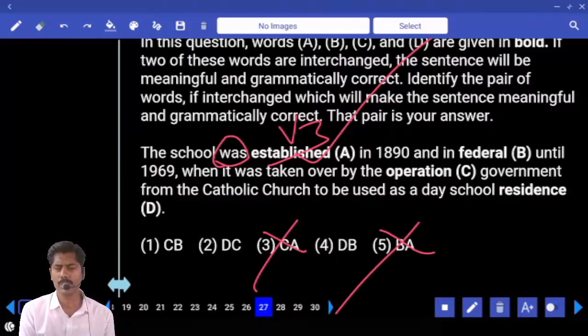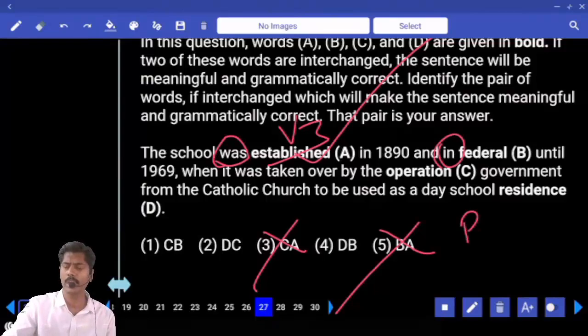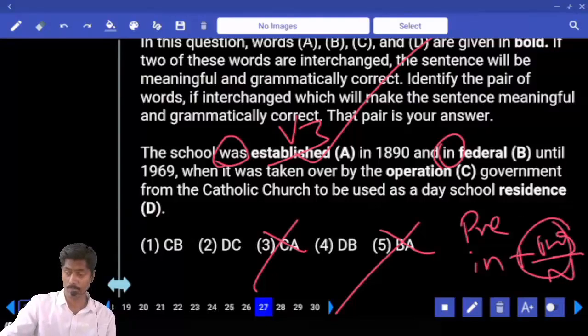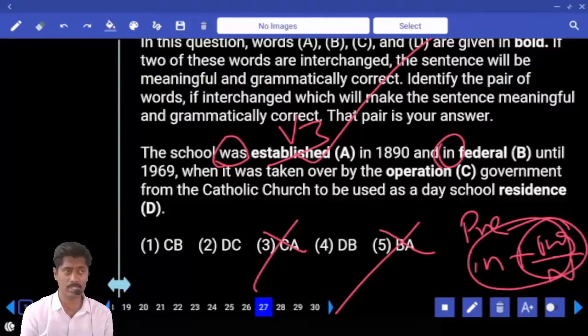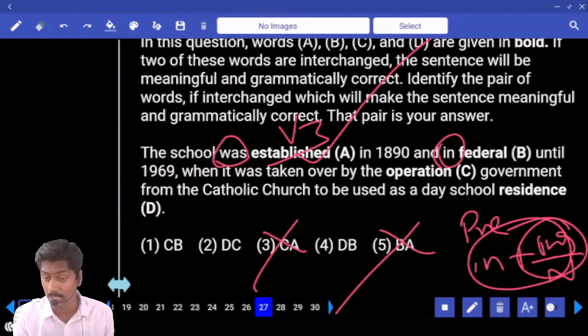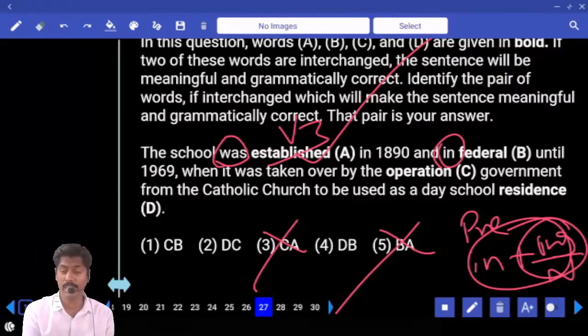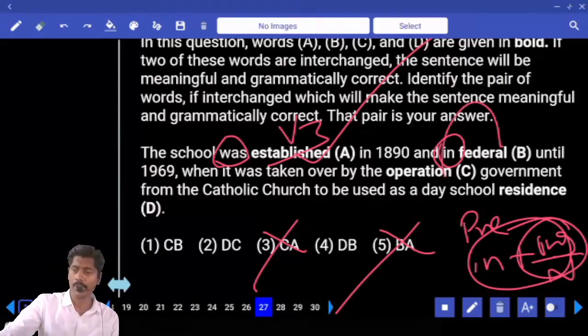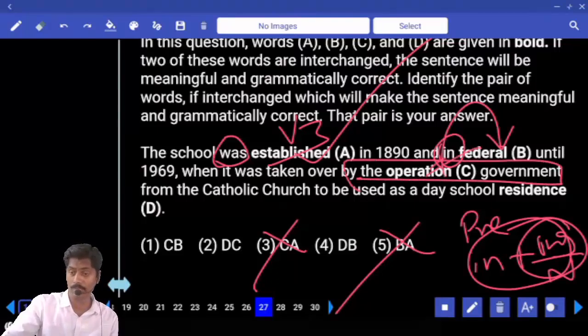School was established in 1890 and in federal. After the preposition "in," I need what? -ing or a noun? Federal is an adjective. A word ending with AL is an adjective, like social, economical, financial. That is wrong. I need to change B. School was established in 1890 and in operation, okay, noun. In residence, no. In operation until 1961 when it was taken over by the federal government. Government is a noun, federal is an adjective. So B and C have to be interchanged. The answer is 1.